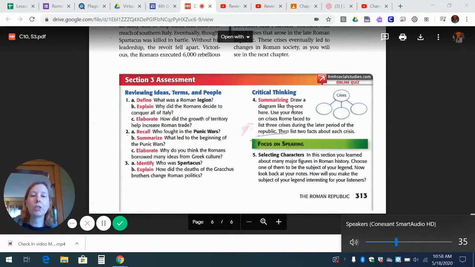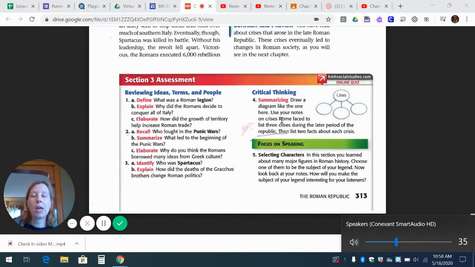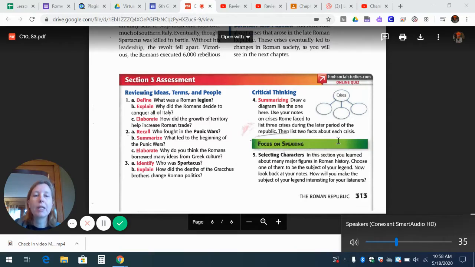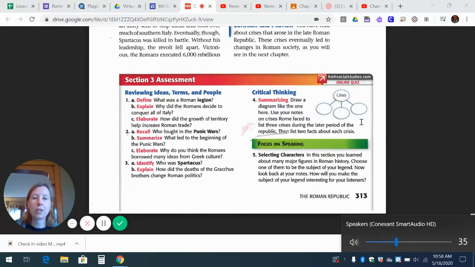Then we have summarizing. Draw a diagram like the one here. I drew one for you. You have to double click into the drawing in order to write into the text boxes. And it says use your notes on the crises Rome faced. List 3 crises or 4 crises during the later period of the Republic, then list 2 facts about each crisis.